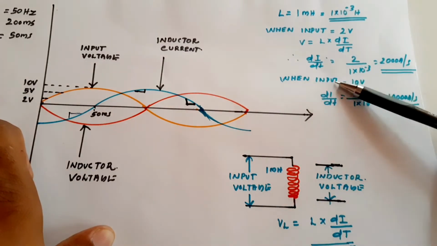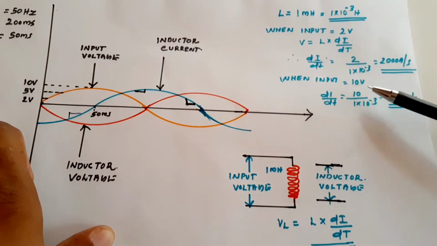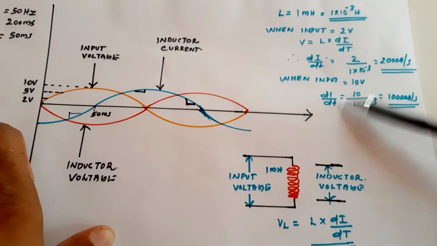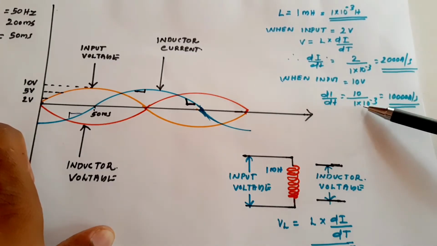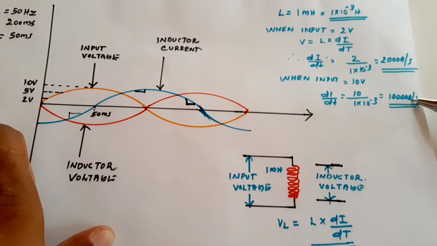So when the input voltage is 10 volt, di by dt is V by L, which is 10 by 1 into 10 raised to minus 3, equal to 10,000 ampere per second. Now the rate of change is 10,000 ampere per second. That means it is changing so fast.